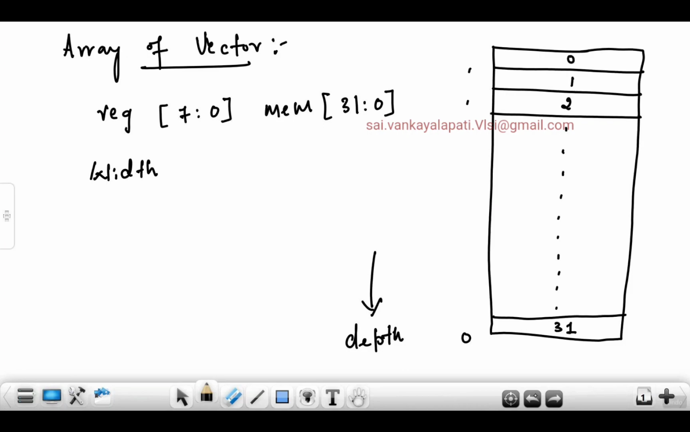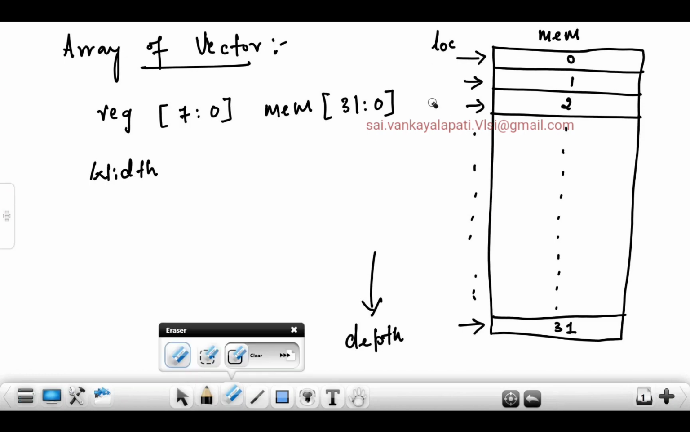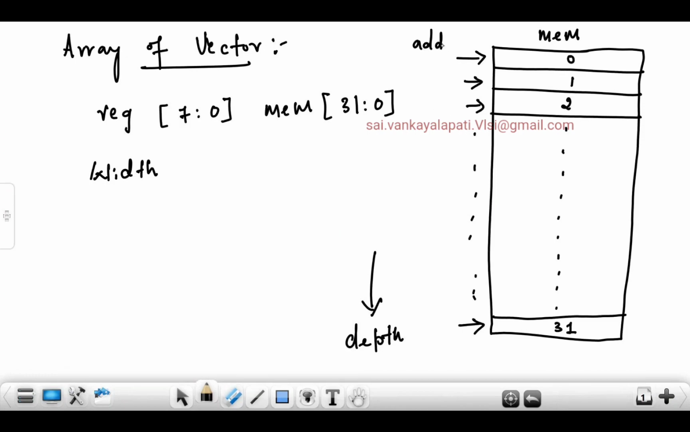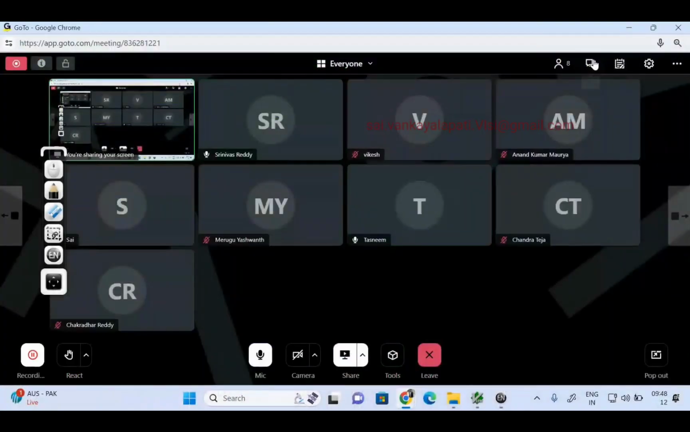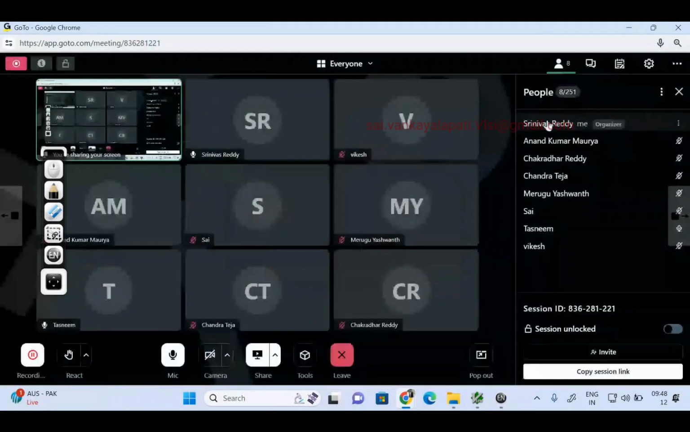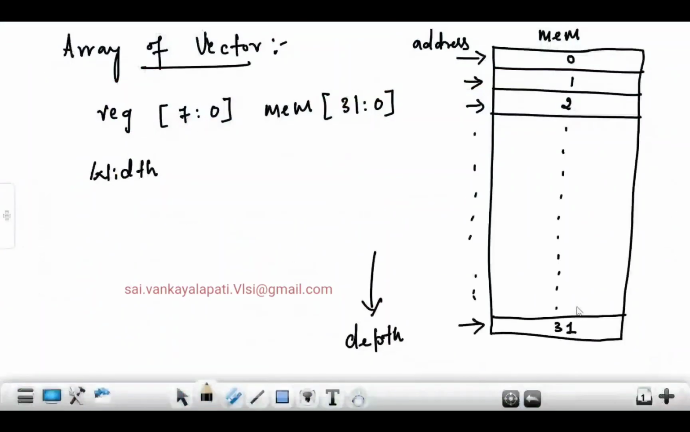These are the locations, right? These are the array. I am writing the array name here. So the depth is 0 to 31. I can call these locations: location 0, location 1. Instead of calling them locations, let us call these addresses. So address of 0, address of 1, address of 2, up to so on, address of 31.